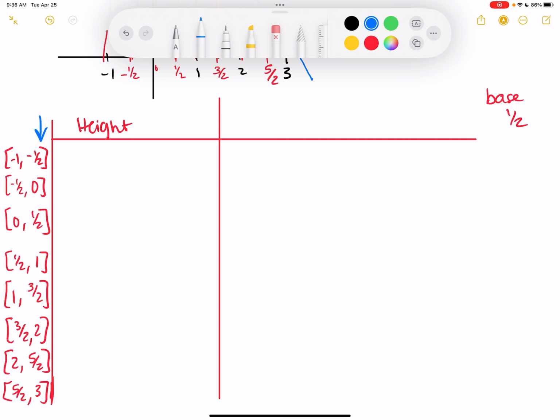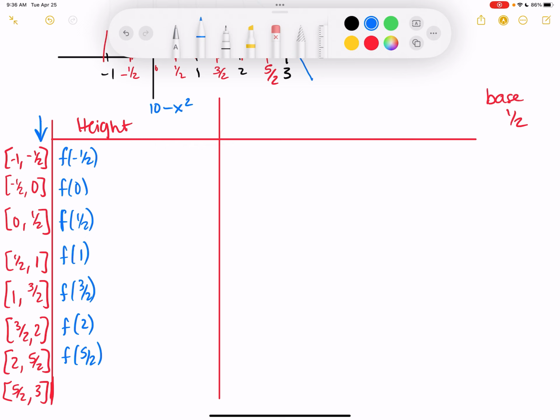So obviously my function was 10 minus x squared. I'm just going to write that there because that's what it's getting plugged into. So I'm going to have f of negative 1/2. I'm going to go ahead and write them all: f of 0, f of 1/2, f of 1, f of 3 halves, f of 2, f of 5 halves, and f of 3.